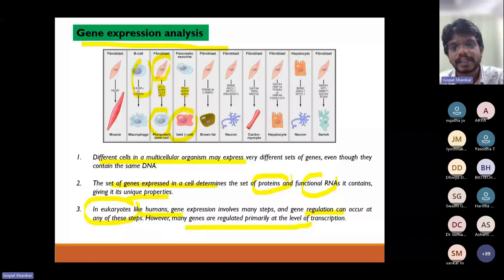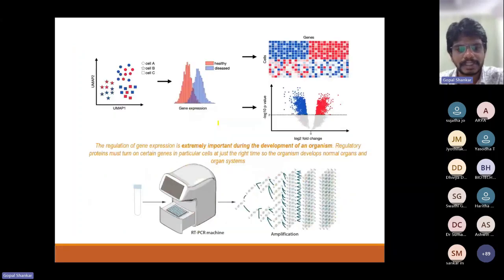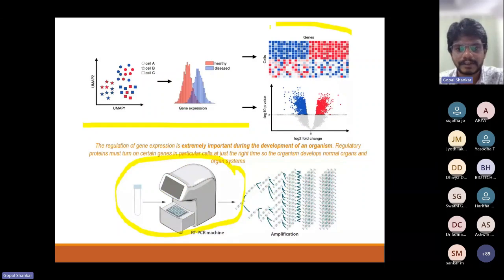And when you quantify these genes, whether these genes are upregulated or downregulated, you can understand if the cell function is properly being maintained or not. So to do this, you obviously need an RT-PCR. So RT-PCR you do, and you get the complete set of genes.